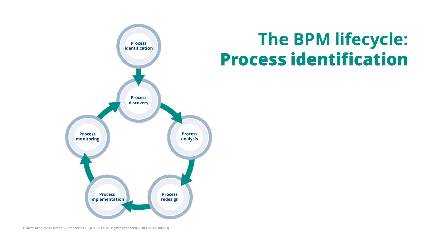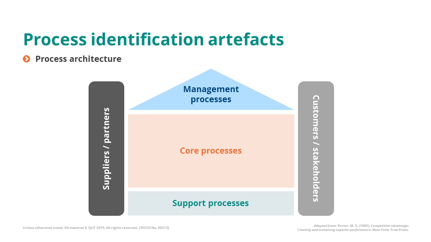The BPM lifecycle starts with the process identification phase, during which we enumerate and prioritize the business processes in the organization. We scope them and we define the relations that these business processes have with one another. The output of the identification phase is twofold. First, we obtain a process architecture, that is, a well-organized inventory of the business processes in the organization, structured, for example, according to different types of processes.